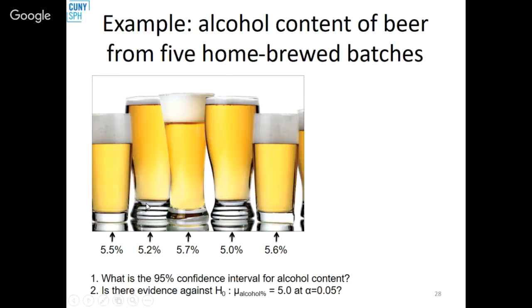All right, so here's an example. I've taken 5 beers and measured the alcohol content in each one of them, and I want to know what's the 95% confidence interval for the alcohol content produced by this procedure. That would be the confidence interval question you might ask. From a hypothesis testing perspective, you might ask, is there evidence against the null hypothesis that the population average alcohol level is 5.0 at an alpha type 1 error rate of 0.05?